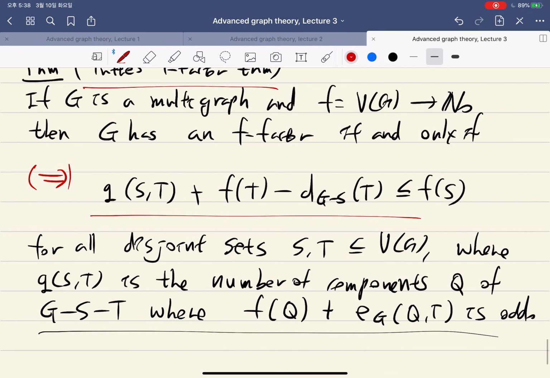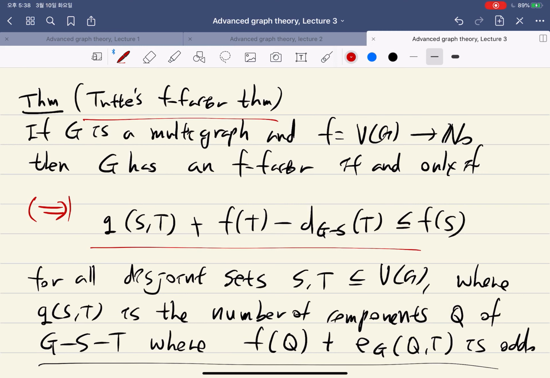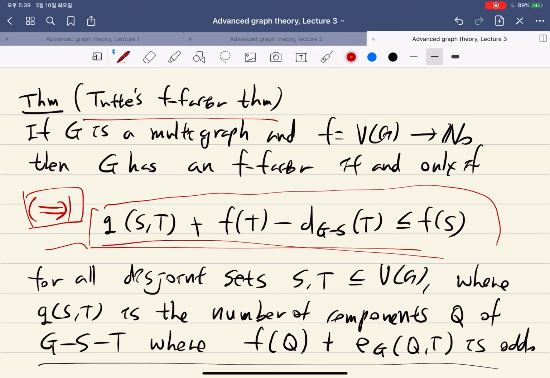And then we learned about this Tutte f factor theorem. As an exercise, you can show that this is a necessary condition, so if G has an f factor, then this condition holds. And next time we will prove that the Tutte f factor theorem holds, meaning that if this condition holds for all S, T, then we can find an f factor.